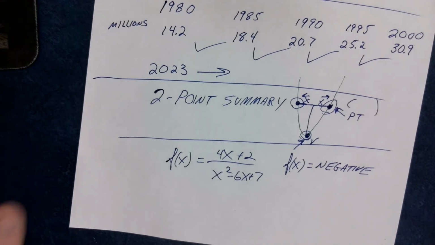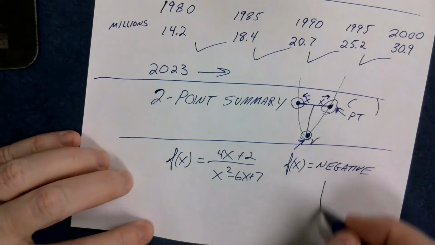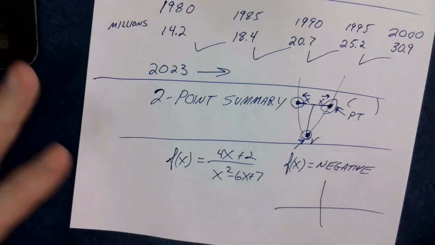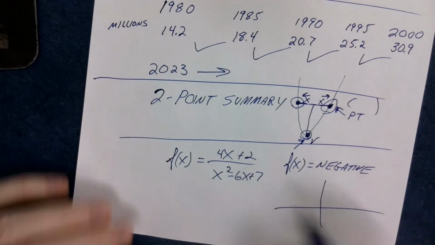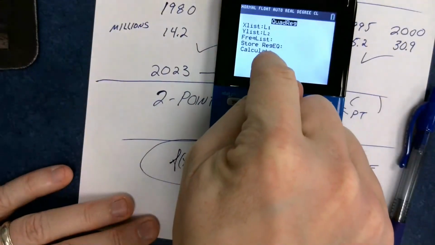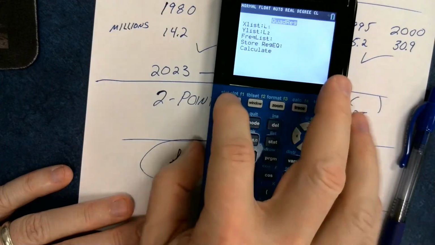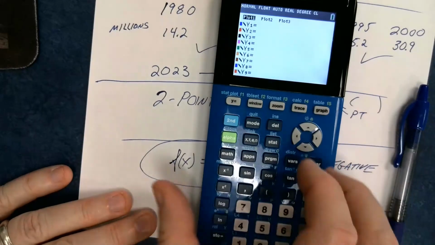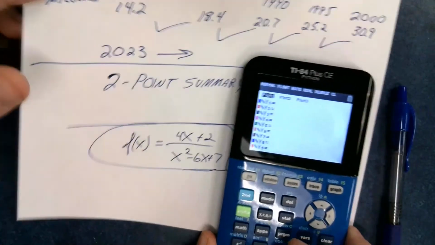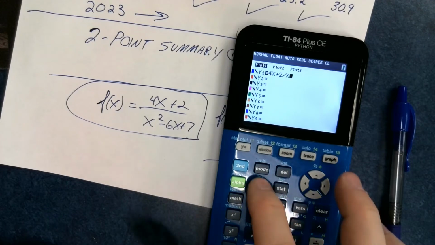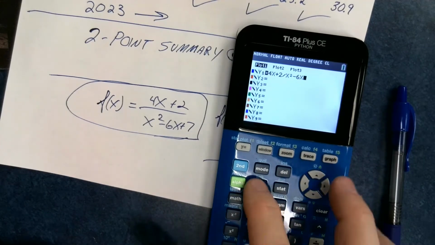I could take 10 minutes and try to scratch this out and find where the zeros are and make it look pretty and perfect. Or I could go, wait, Mr. Bell said this is my calculator test. And if it's my calculator test, then he probably wants me to use the technology to get this. So I grab the calculator and put in 4x plus 2 divided by x squared minus 6x plus 7.